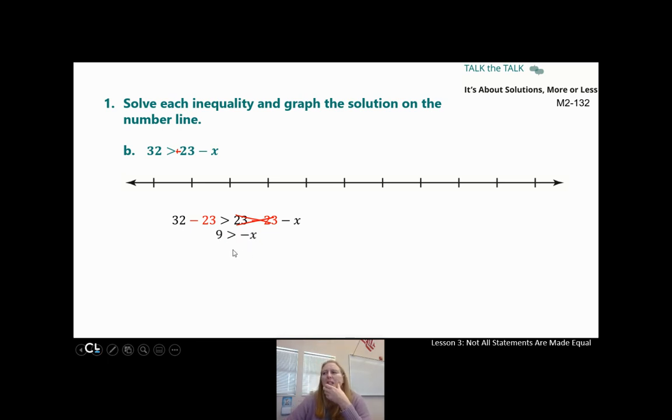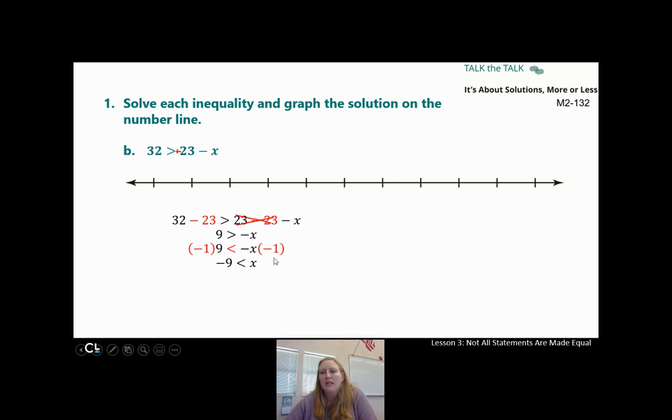Now, I still have a little issue here because that says negative x, and I don't want a negative x, I want a positive x. So we've done this trick before as well many times. So let's go ahead and multiply both sides by a negative 1. But because I'm multiplying both sides by a negative, I have to reverse my inequality. So my greater than symbol just became a less than symbol. And of course, negative 1 times 9 is negative 9, and negative x times negative 1 is a positive x. That's why we did it.